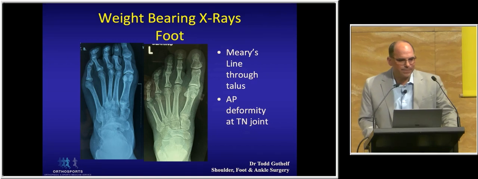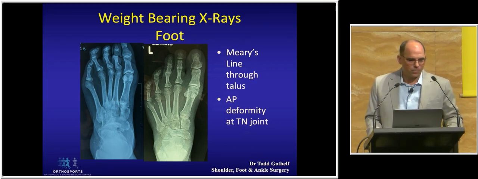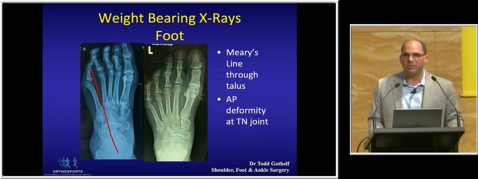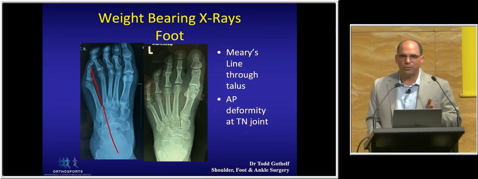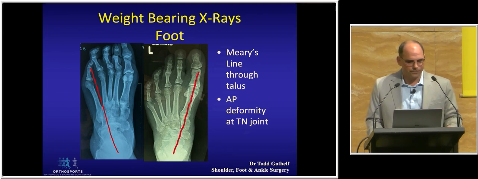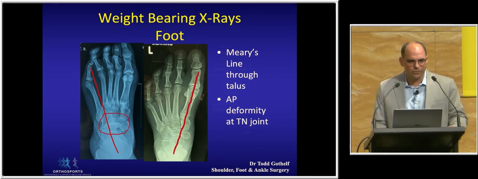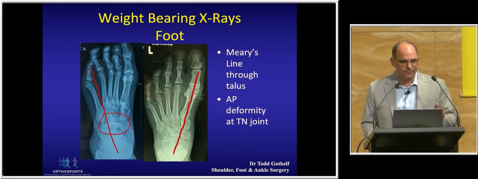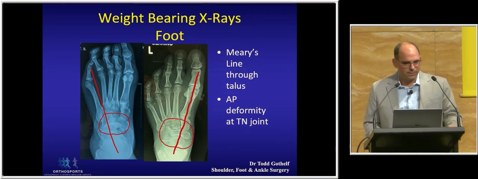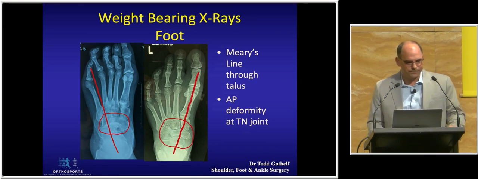So when we look at the AP of this patient, what you'll also notice first, this is the Meary's line we talked about, where we go through the longitudinal axis of the talus, and you can see how in this patient, the talus is directed way lateral on the foot. On the right-hand side is a normal x-ray, and you can see that that line, if you make it through the talus, goes right through the metatarsal. You'll also notice the talonavicular arthritis that this patient has, and the joint is shifted laterally, and it's arthritic. And you can see that this one on the right is normal.